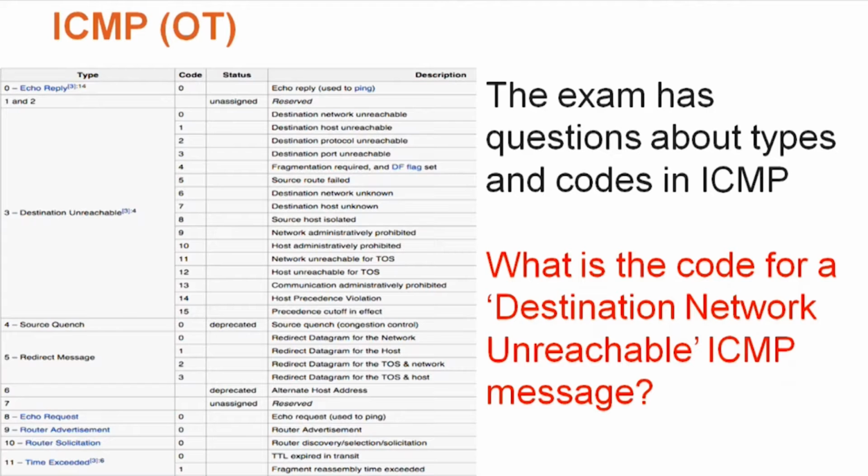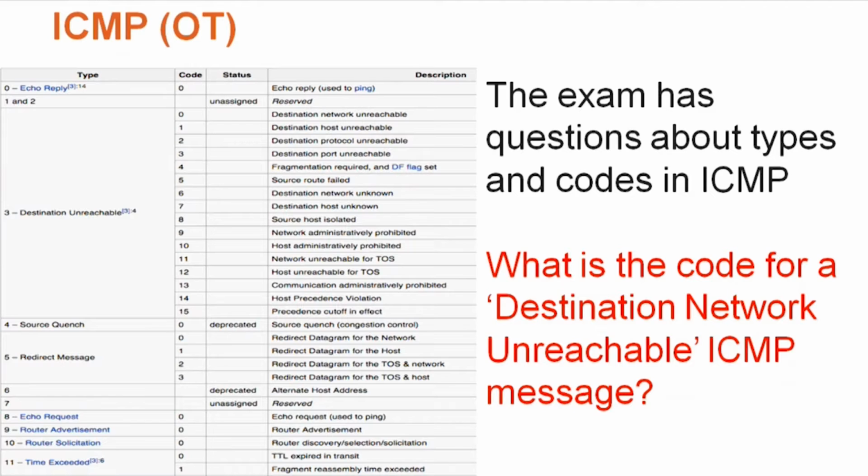So you're going to be asked questions about types and codes in ICMP. What is the code for a destination network unreachable ICMP message? Okay, well, let's take a look. So you see the type column on the left, the code, and then the status and the description. Under type, you see destination unreachable. That's a number 3. So type 3, code 8 is a source host isolated. But we're looking for the code for a network destination unreachable, which is the most common message you'll get when you're having a problem. So that's the very first code for type 3. So it'll be a type 3 code 0.